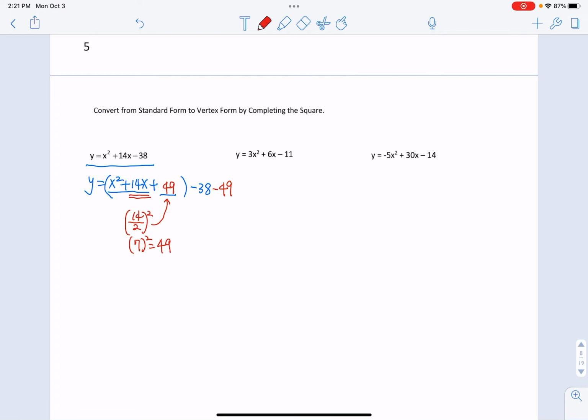And then we will go back to the parentheses, which has x squared plus 14x plus 49. Then you can make a perfect square: the square root of x squared will be x, and 49 was 7 squared, so plus 7, all squared. That's how you change it to the perfect square. And then negative 38 minus 49 will be negative 87. So y equals (x plus 7) squared minus 87 is the vertex form.